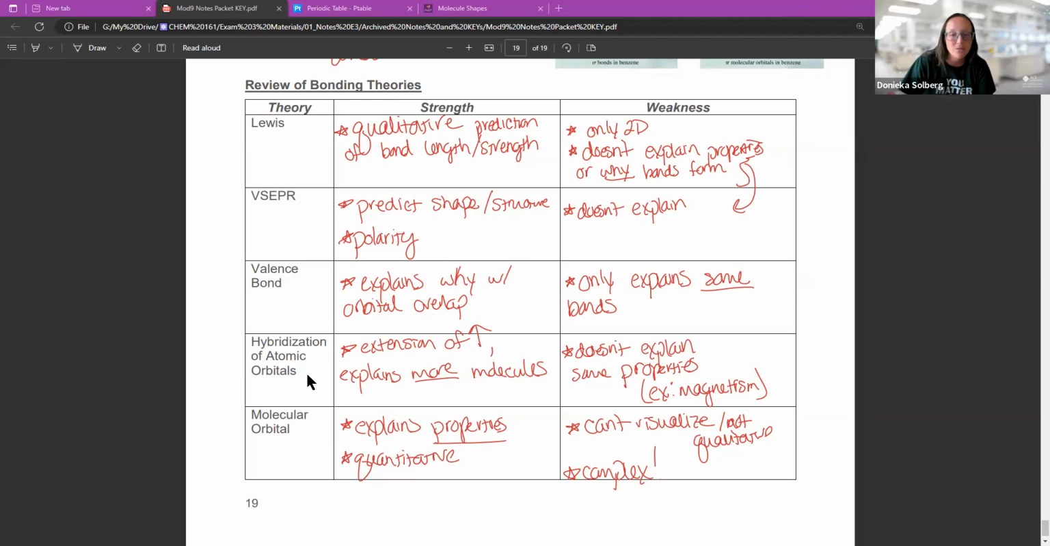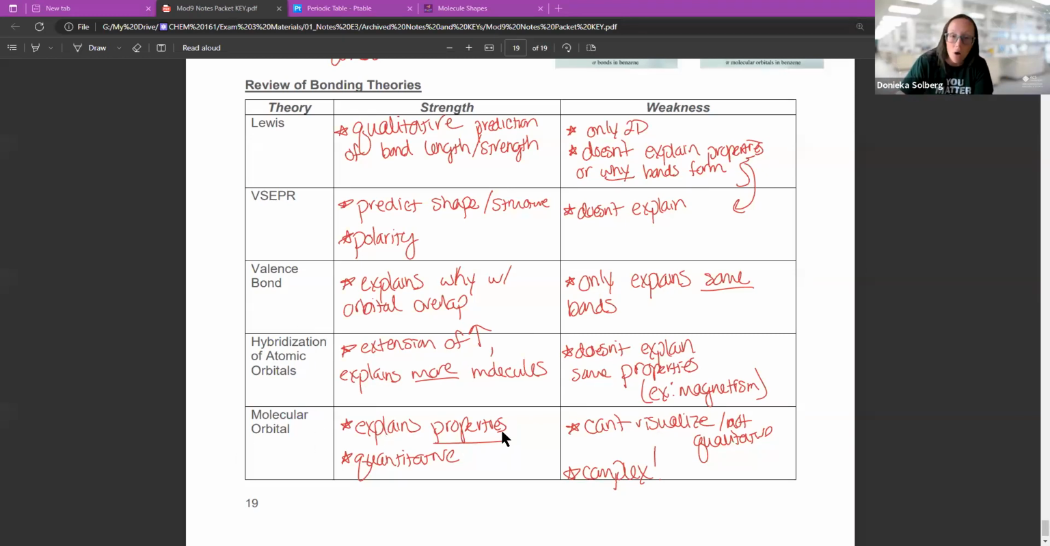Okay, now we get into valence bond theory with hybridization and molecular orbitals. This explains more of the properties and why the bonds form. So valence bond theory explains why they bond with orbital overlap, right? They can overlap, share electrons, all good. But this only explains some of the bonds. So then we had to add in hybridization of those atomic orbitals. This is really just an extension of valence bond theory and explains more of the molecules. We used hybridization to explain molecules that didn't easily overlap and gave some different angles. But then again, it still doesn't explain some properties like magnetism, paramagnetism, and diamagnetism, which molecular orbital theory does.